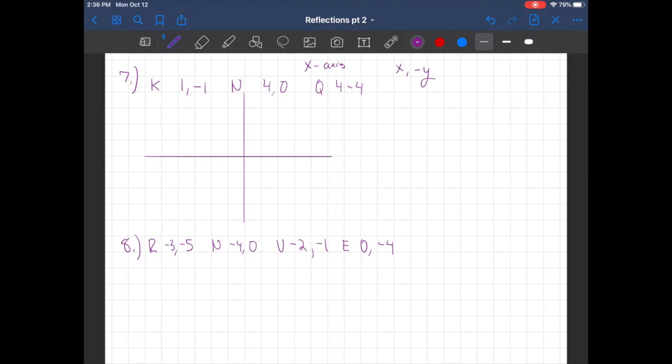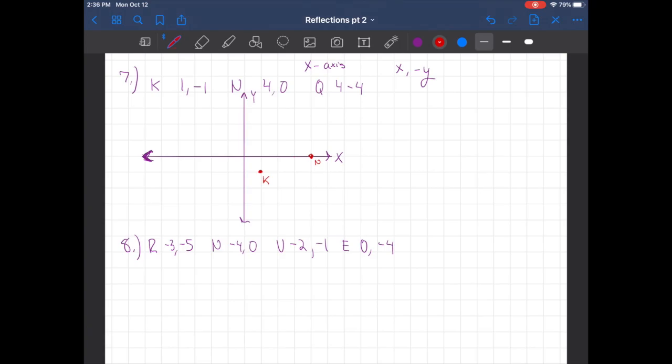All right, so now that I have a graph, don't forget to draw our arrows. And we have X line and Y. That's supposed to be an arrow, not a Z. There we go. All right, so let's label our points. I'm going to do this in red. So I have 1, negative 1. That's point K. I have point N, which is 4, 0, 1, 2, 3, 4. That is my letter N.